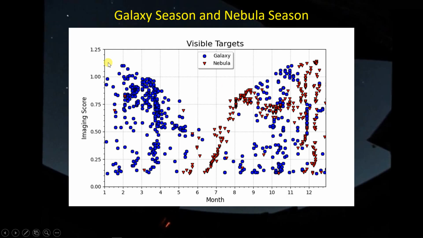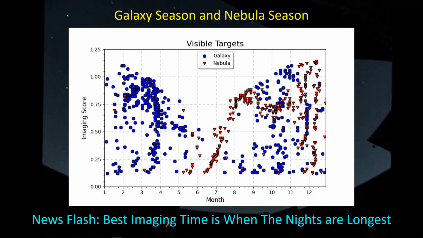You can also see here the effect of the longer nights that we have in the January through March time frame, so we get much higher imaging scores because the targets are available for a longer period of time. And in the longer day period of our year, in the May through August time frame, imaging scores are depressed because there's not that many hours in the night. Newsflash, the best imaging time is when the nights are the longest. Some of you may have already figured that out by now.